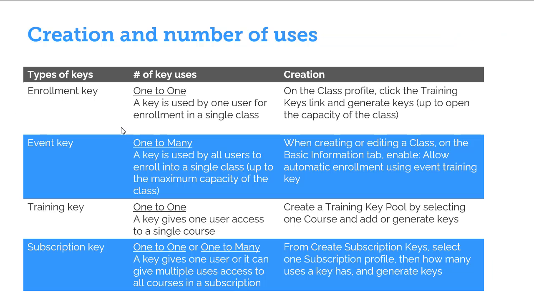An event key is a one-to-many key. A single key is used by all the users to enroll into a single class up to the maximum capacity of that class.